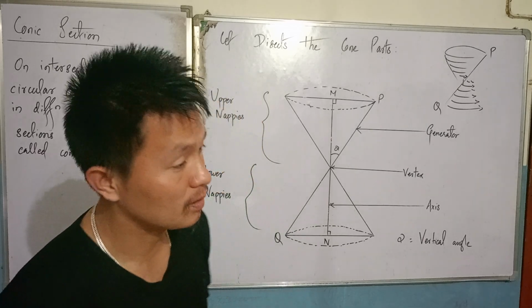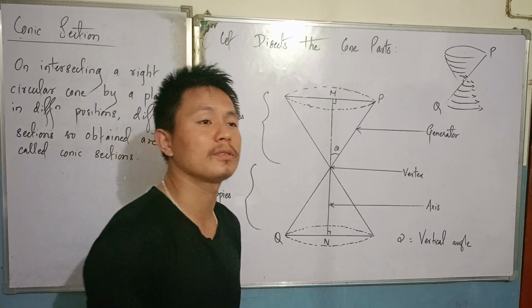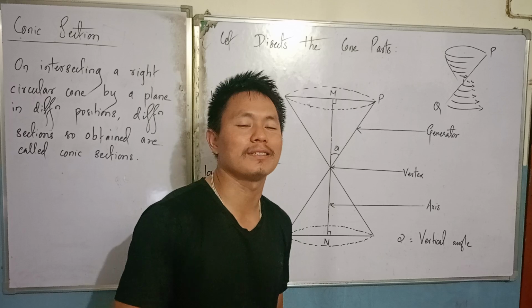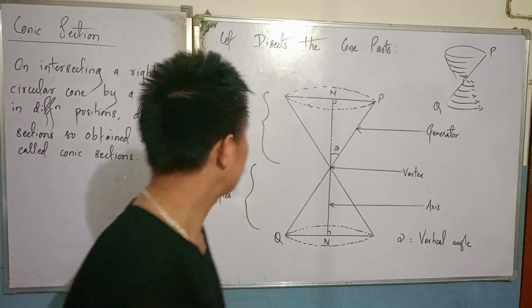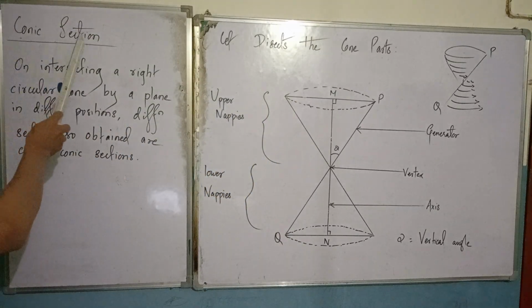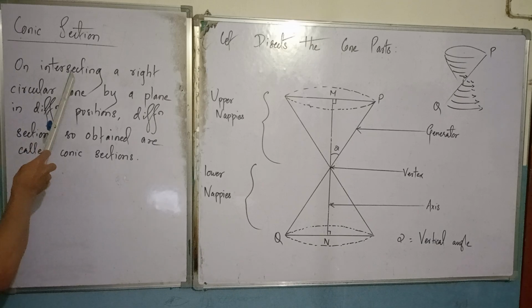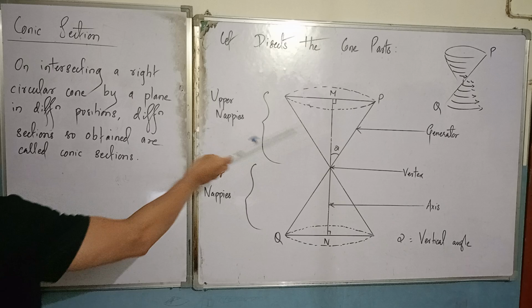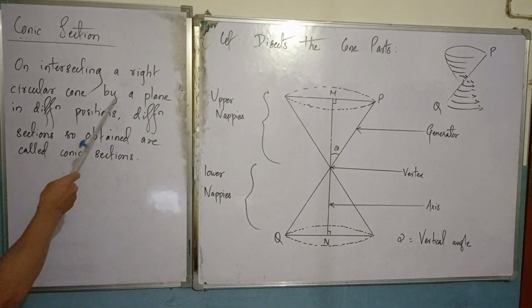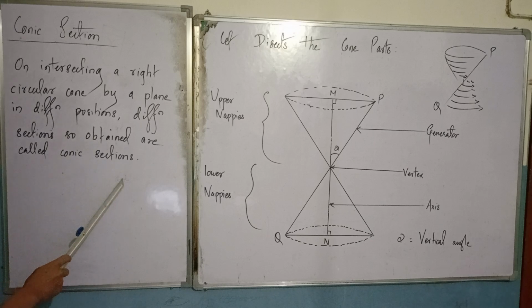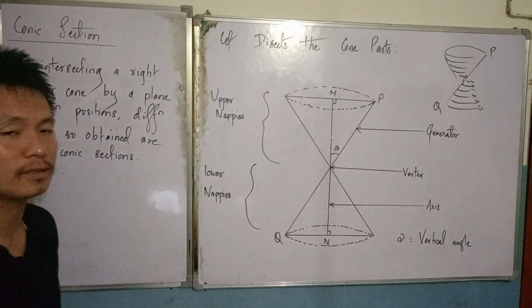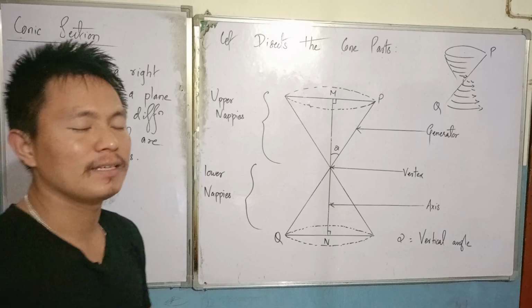So if in examinations it asks what are conic sections, then you can use your own language to describe it, to define it, or you can write it like this. Conic sections: the sections obtained on intersecting a right circular cone, which is this, by a plane in different positions, through different directions, different sections are obtained, and those obtained are called conic sections.